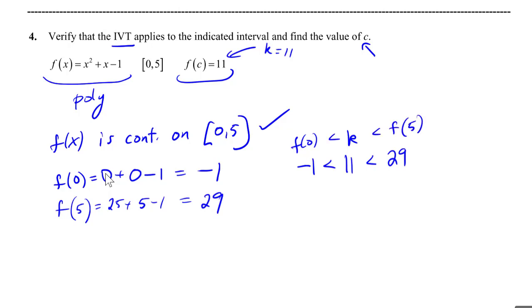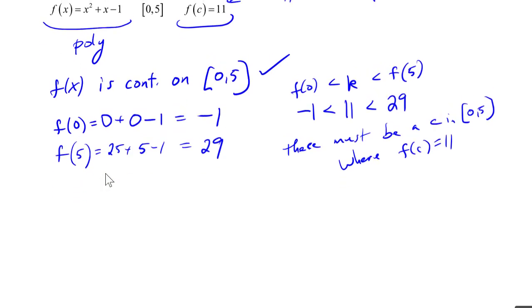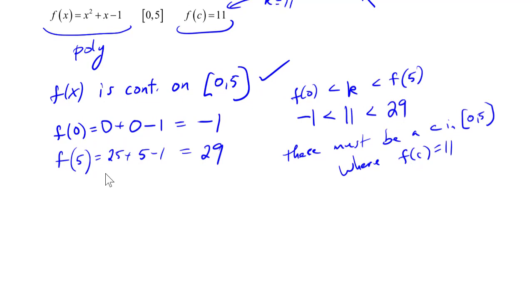That says there must be a c in [0, 5] where f of c is 11. Normally that's about all that our theorem can do. Because this is manageable enough, I can actually figure out what that value is, but that's not what the theorem does. The theorem just says it exists. So what we're saying is f of x being x squared plus x minus 1, we want equal to 11.